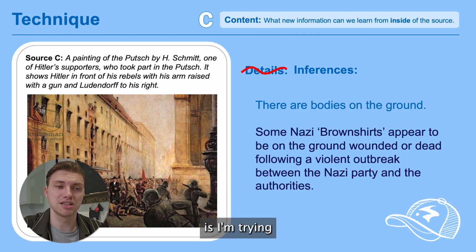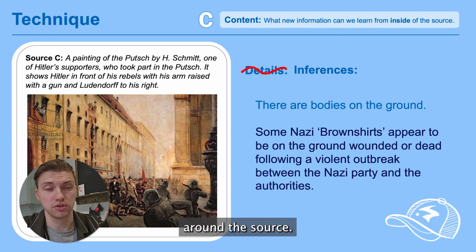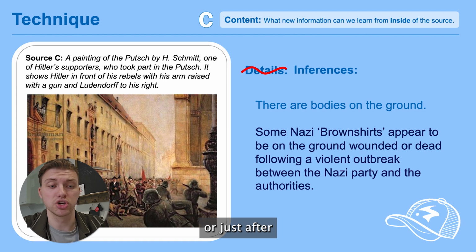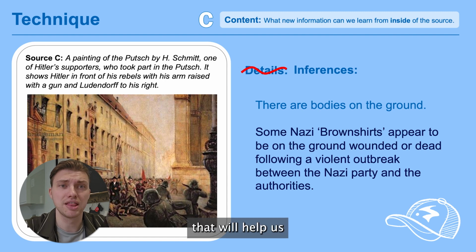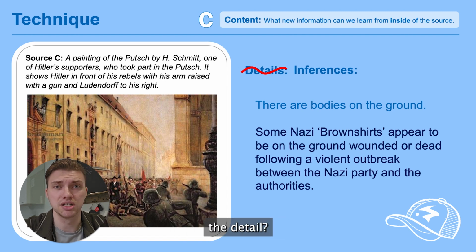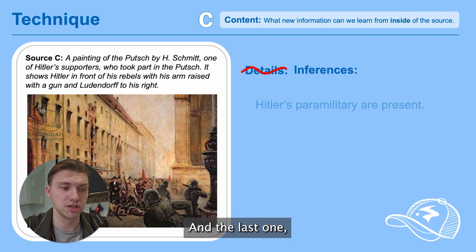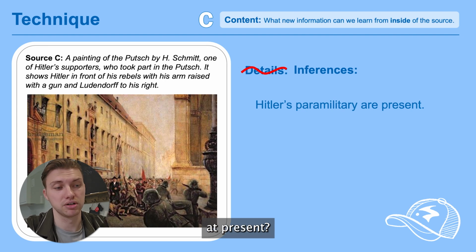Now, what I'm doing here is trying to make the detail fit what I think is happening around the source, so maybe just before or just after. Think about what the causes are that have led to this, and what the consequences and impact are that will happen afterwards. That will help us pick apart the detail. And the last one, Hitler's paramilitary are present.